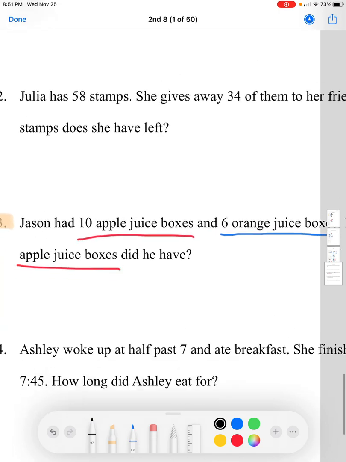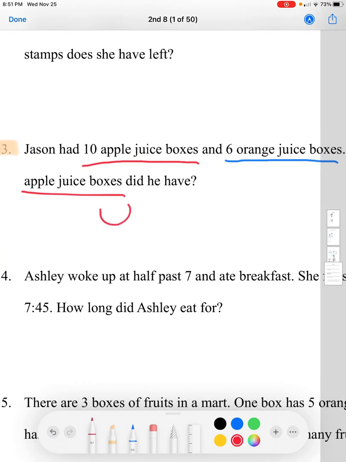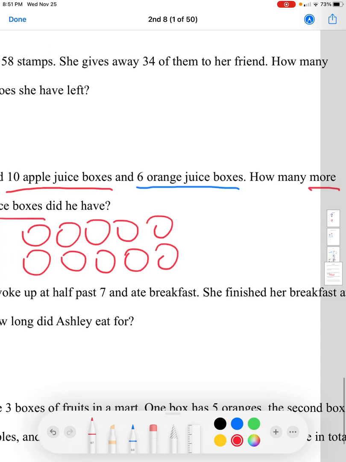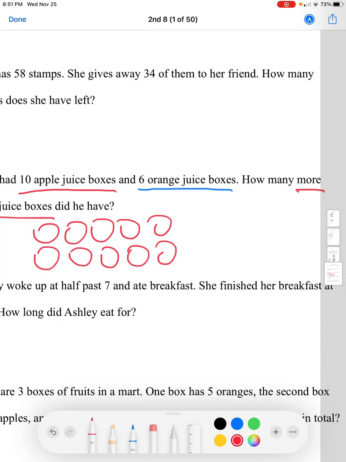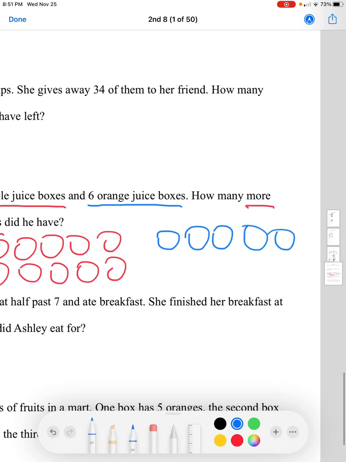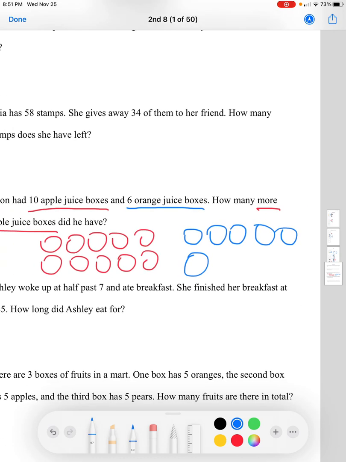If we draw it out, we have apple juice boxes right here. 1, 2, 3, 4, 5, 6, 7, 8, 9, 10. I know they're not boxes, but each circle will represent an apple juice box. And we have 1, 2, 3, 4, 5, 6. Now we're looking for the difference.